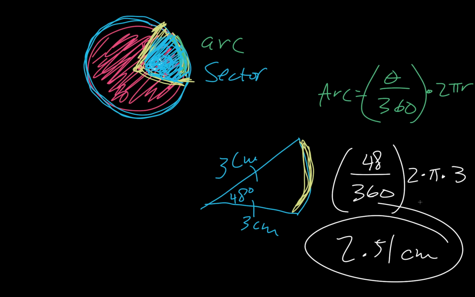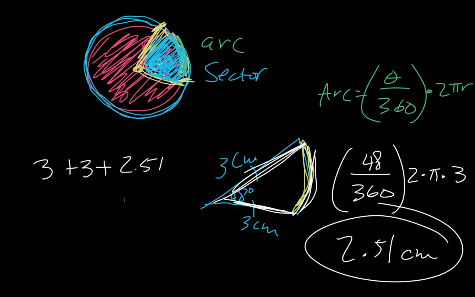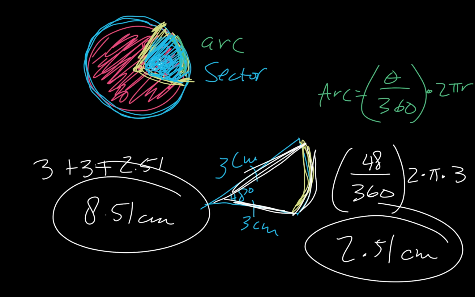Now part B asks for the perimeter of the sector. So what that's going to be is 3 plus 3 plus the arc length, and we just figured that out. So it's going to be 3 plus 3 plus 2.51. So that's going to be 6, 7, 8.51. Once again, it's a length, so it's centimeters.